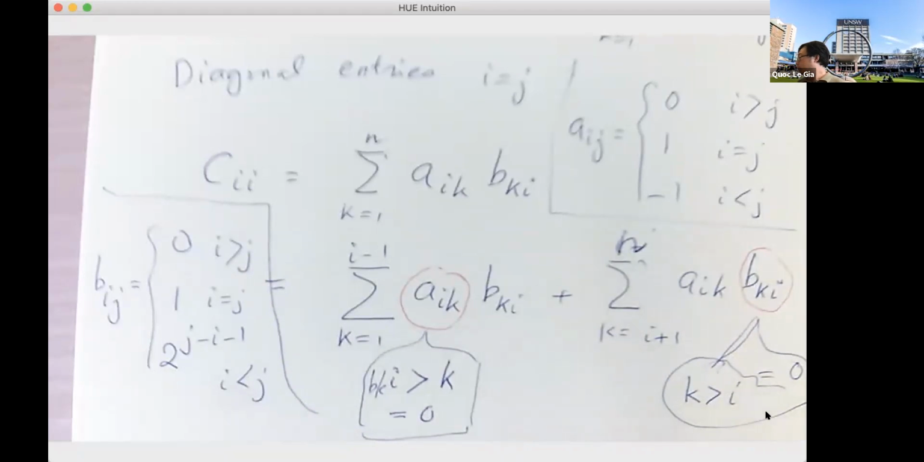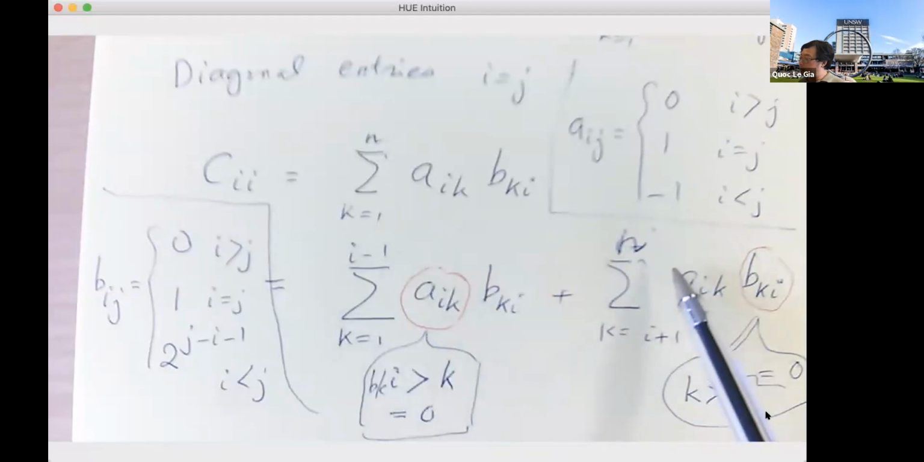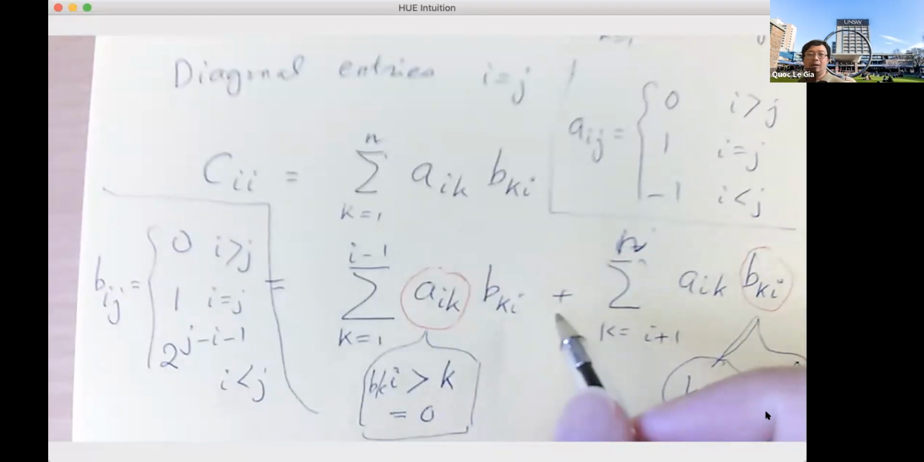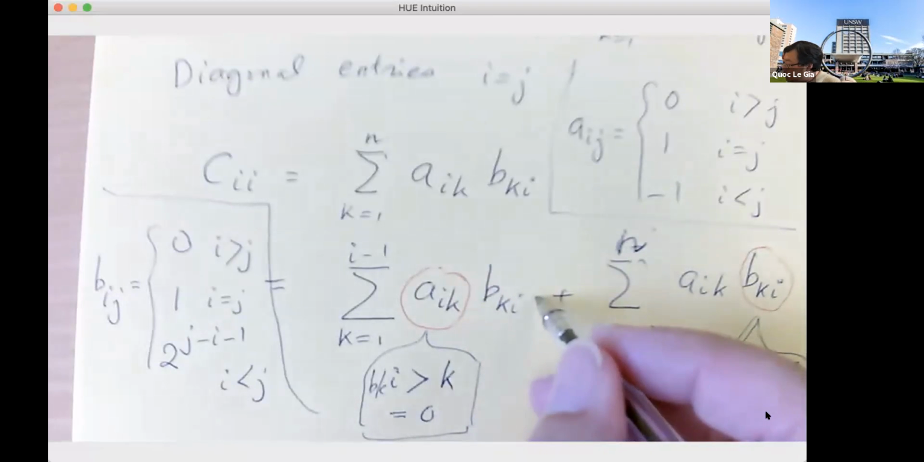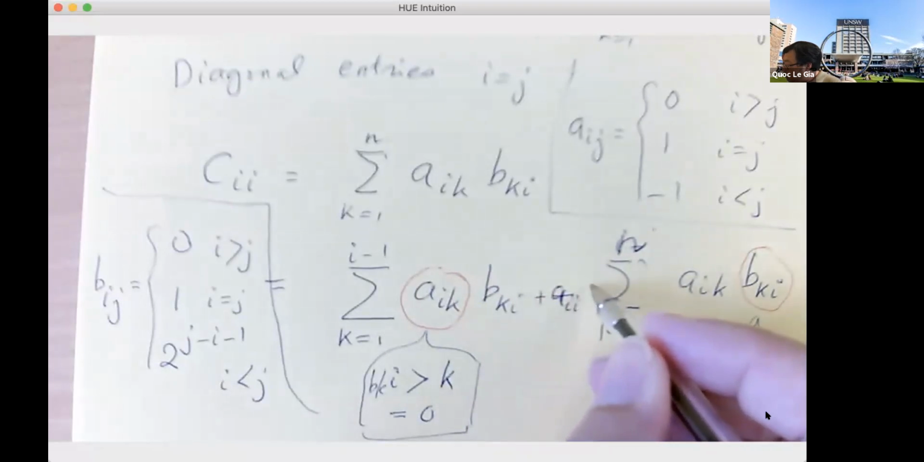No, sorry. I missed one term. You see, this one k starts from 1 to I minus 1, and this one k starts from I plus 1 to n. So we missed the term in the middle. Okay, so what is the term in the middle? So k equal I, right? So the term in the middle should be AiiBii.